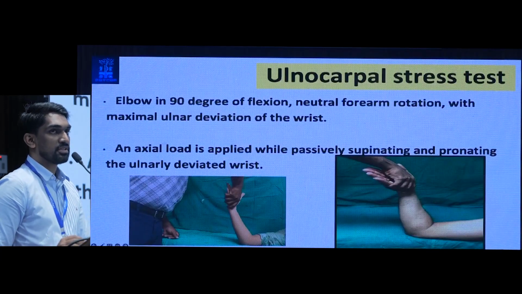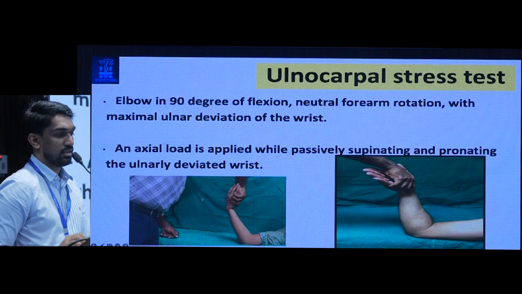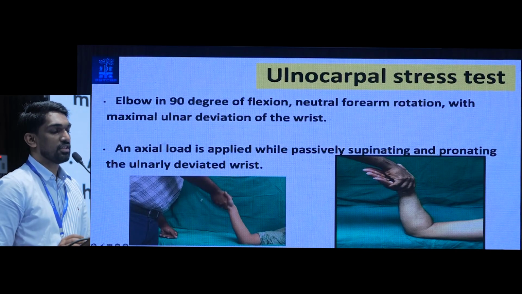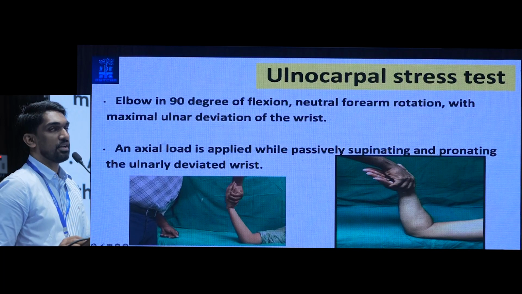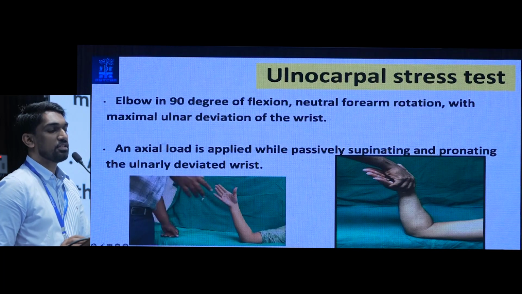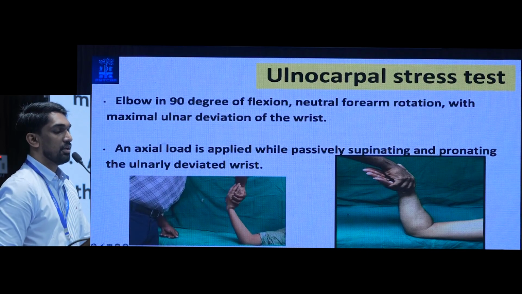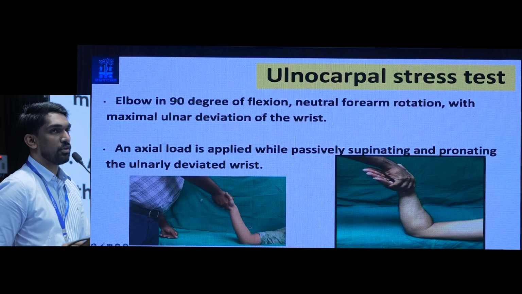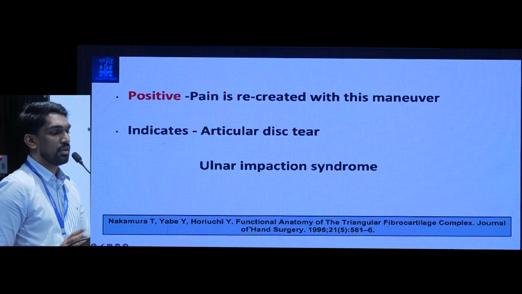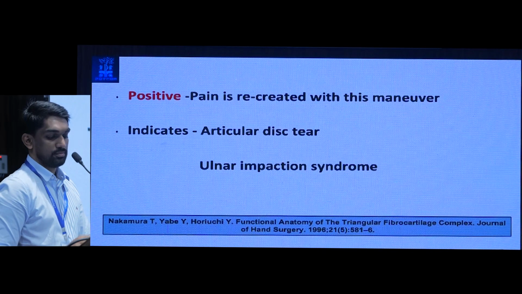So this is the ulnocarpal stress test. This also cannot be done in an acute setting. The elbow is kept in 90-degree flexion, neutral forearm rotation, with maximal ulnar deviation of the wrist. Then an axial load is applied while passively supinating and pronating, as you can see here. There will be a reproduction of the pain. It indicates an articular disc tear or an ulnar impaction syndrome.